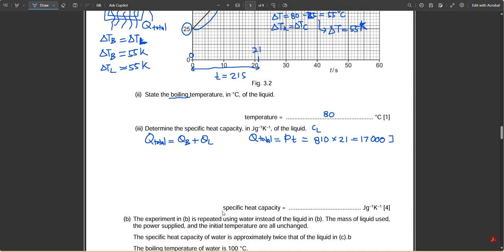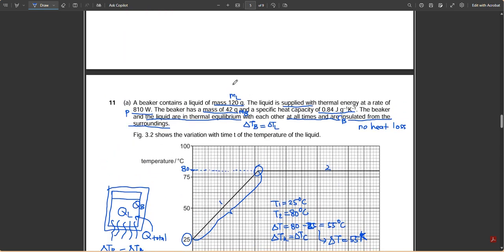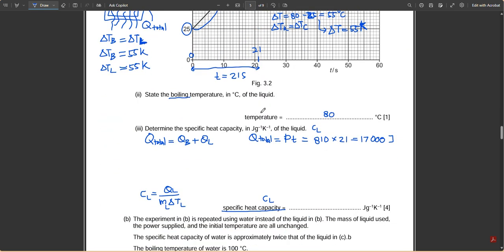Next, you have to find the specific heat capacity of the liquid, CL. What is the equation of the specific heat capacity? CL is Q divided by M delta T. Don't forget, the M must be the mass of the liquid, the Q of the liquid, and also the delta T of the liquid. Do we have the delta T of the liquid? This one. Do we have the mass of the liquid? This one. Now we have to find the Q of the liquid from this equation. Q of the liquid must be Q total minus Q beaker.